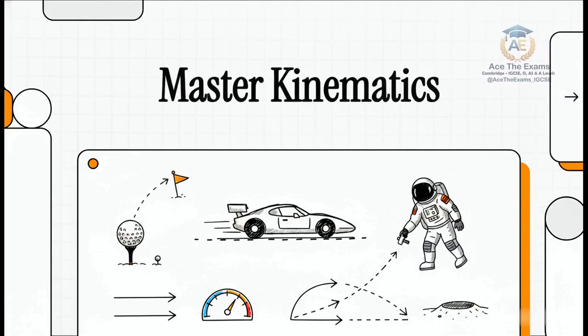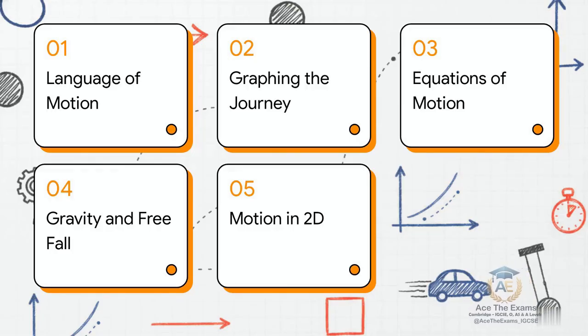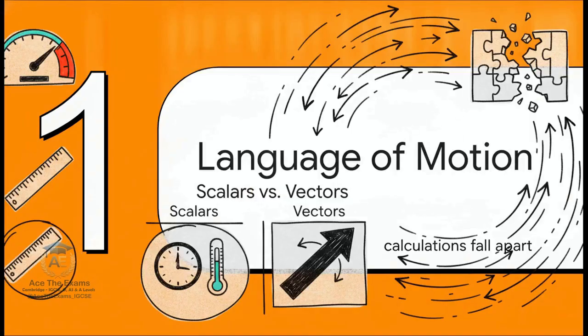Let's get right into the arena. Physics is highly cumulative, so we're going to build your understanding step by step today. Here is our plan of attack. First, the language of motion. Second, graphing the journey. Third, the equations of motion. Fourth, gravity and freefall. And finally, motion in two dimensions. Let's kick things off with Section 1.